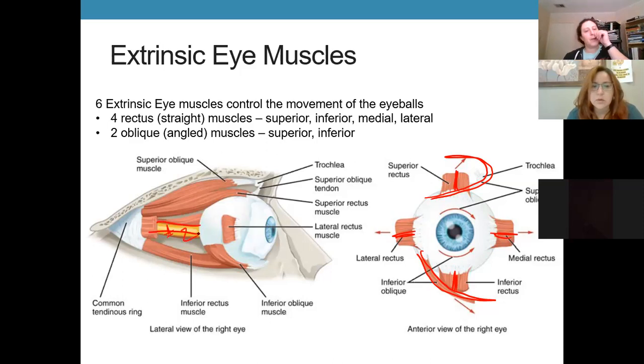Cranial nerve number 2. Okay, so there's actually 3 different cranial nerves controlling these extrinsic eye muscles, and they control different ones, and so therefore you kind of have to touch on, we have 6 eye muscles that let us move our eyeballs, okay? So that is why I bring that up right now.